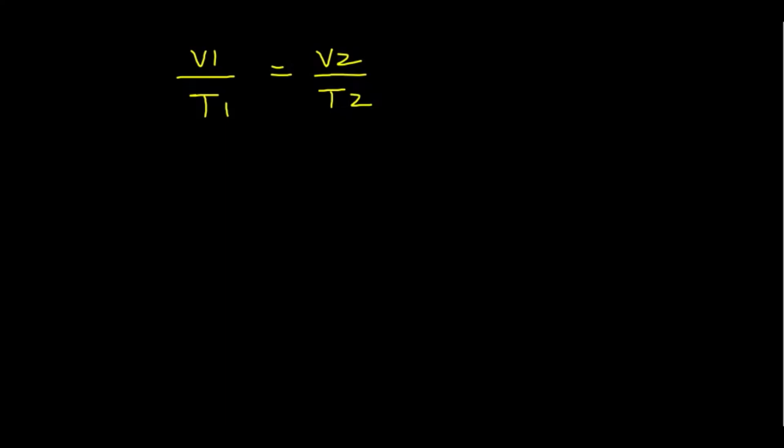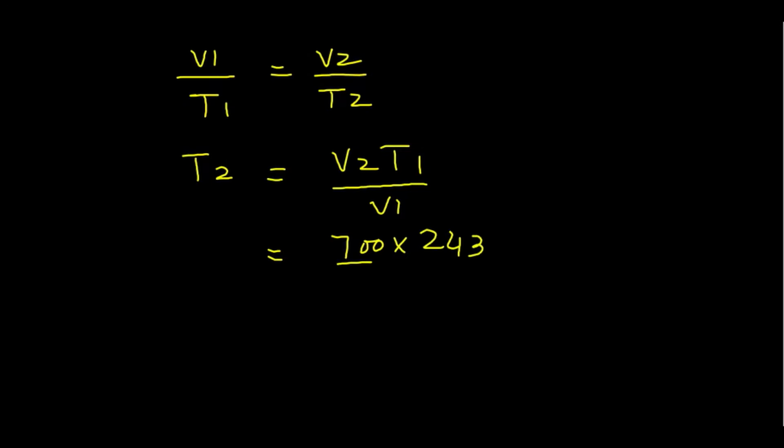We are asked to calculate the final temperature, that is T2, so we rearrange this formula as T2 is equal to V2 into T1 divided by V1, that is V2 T1 divided by V1. Now we substitute the values. By putting the values in this equation, we will get 700 multiplied by the value of T1 is 243 divided by V1 is 250.